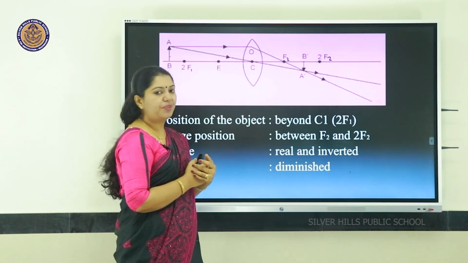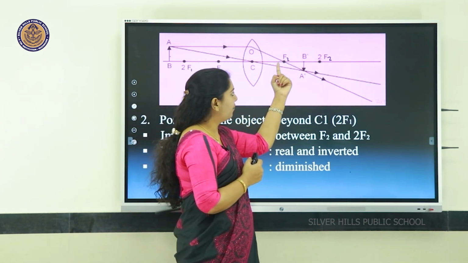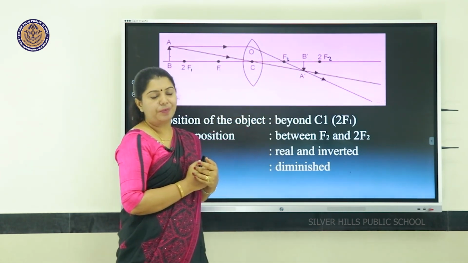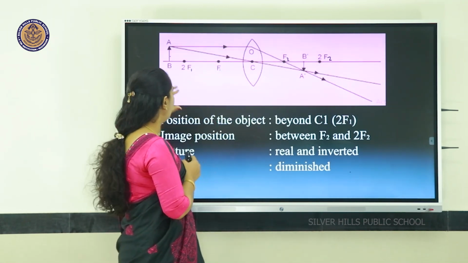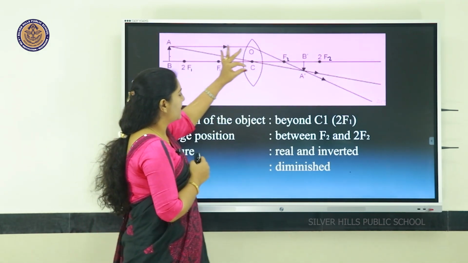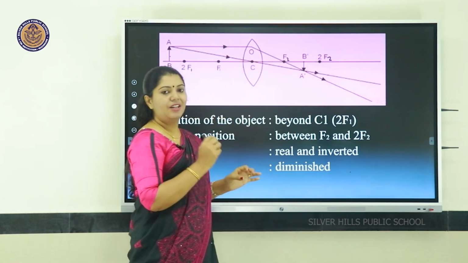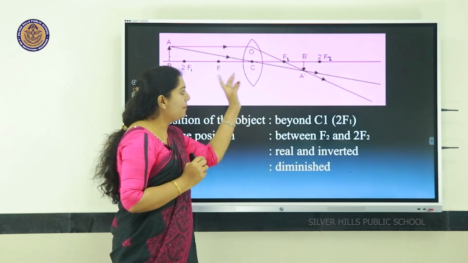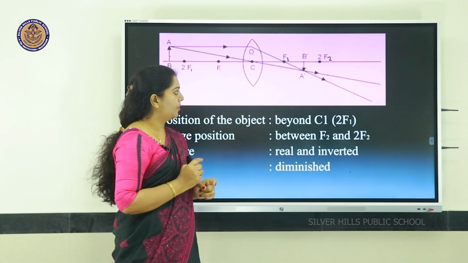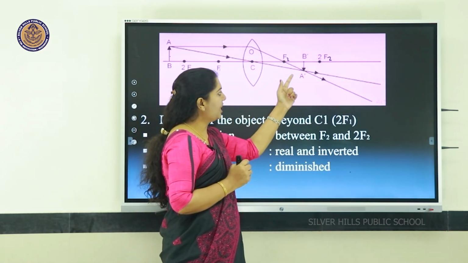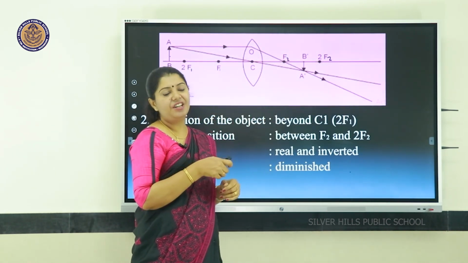Where is the position of the image? Between F2 and 2F2. And what about the size of the image? This is the object size and this one is the image size. So, we can say that the image size is diminished, and the nature of the image is real and inverted.